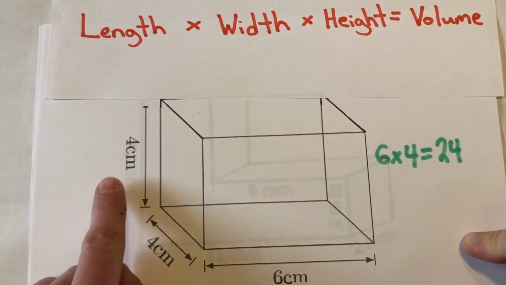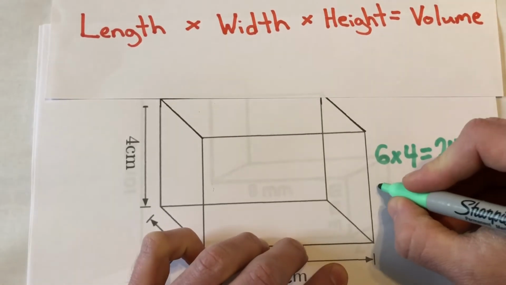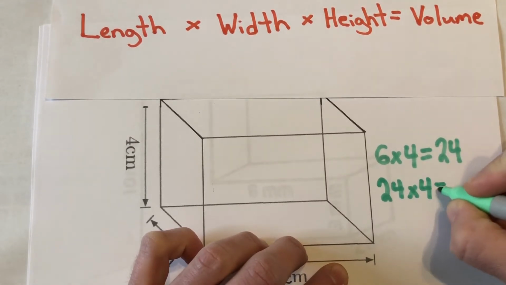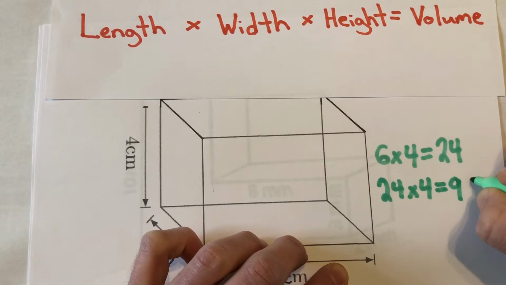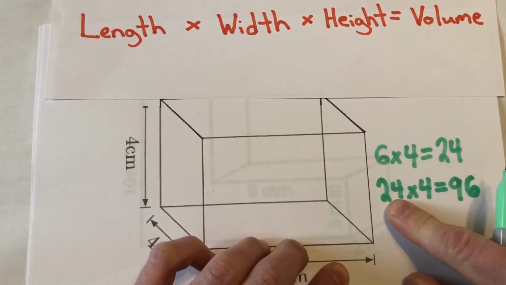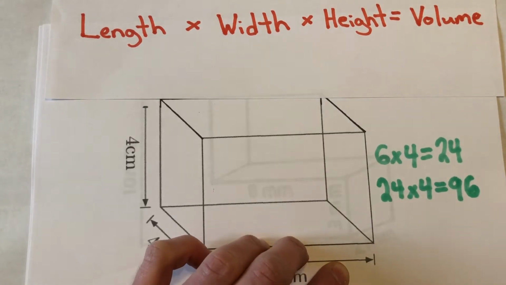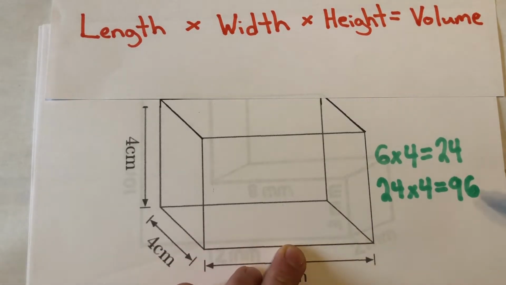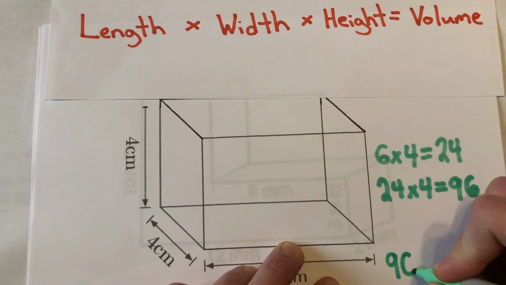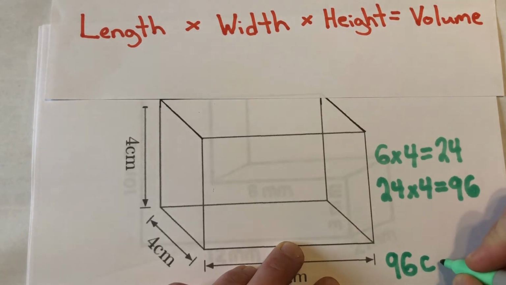24 times 4. Well, 24 times 4 equals 96. I know that 25 times 4 is 100, so 4 less than that must be 96. So the volume for this shape is 96 cubic centimeters, or centimeters cubed.